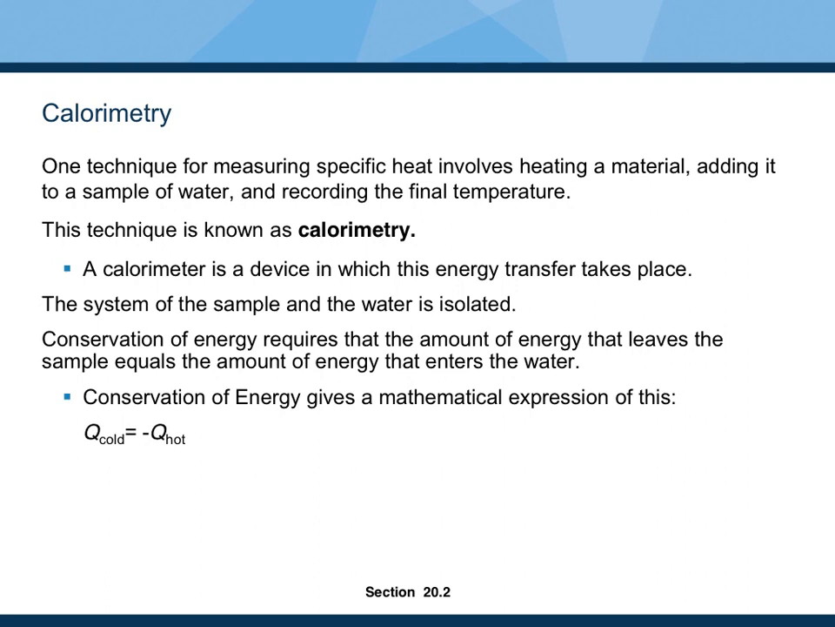One technique for measuring specific heat involves heating a material, adding it to a sample of water, and recording the final temperature. This technique is known as calorimetry. Conservation of energy requires that the amount of energy that leaves the sample equals the amount of energy that entered the water, like this.